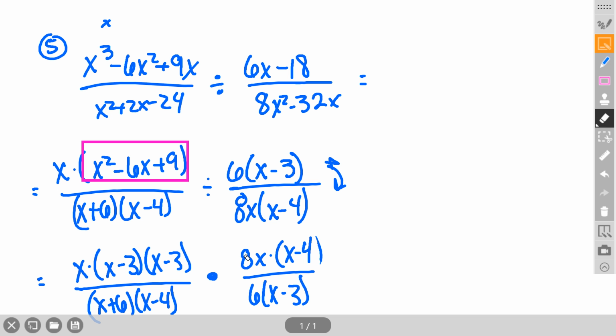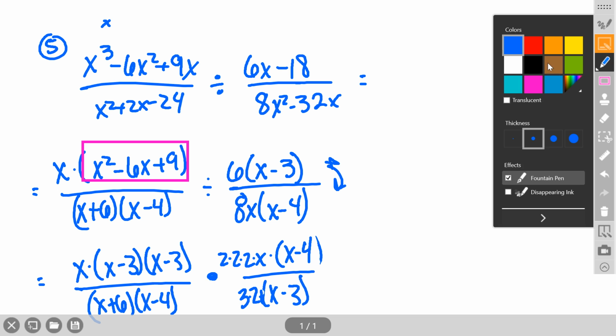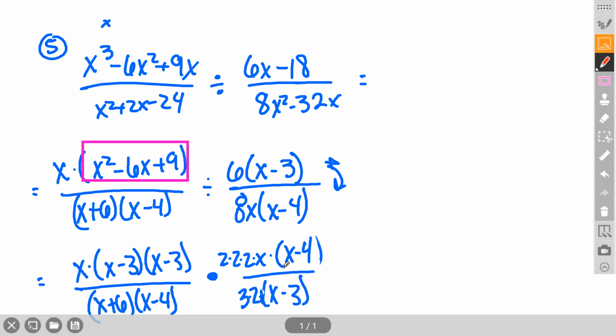Now remember, 8 factors into 2 times 2 times 2. And 6 factors into 3 times 2. The importance of doing this is so we can see factors that cancel. Okay, so now that everything is 100% factored, I can go through and cancel factors that show up in the numerator and denominator. So x minus 3, x minus 4, a 2, and that's it.